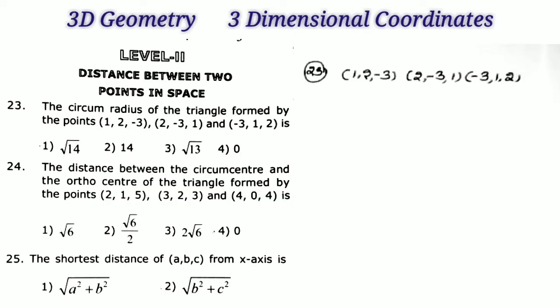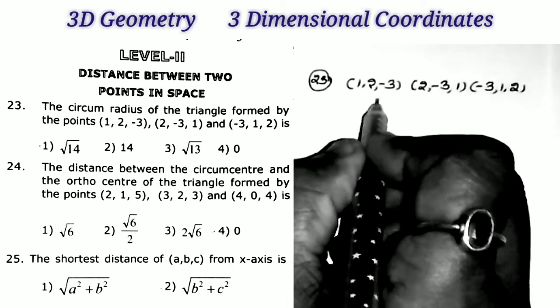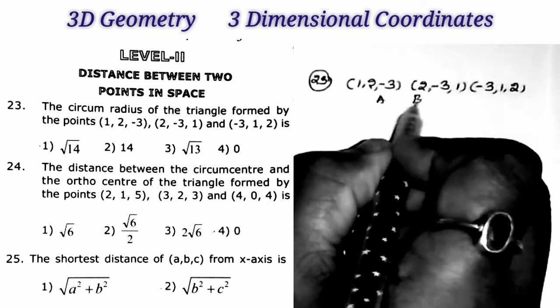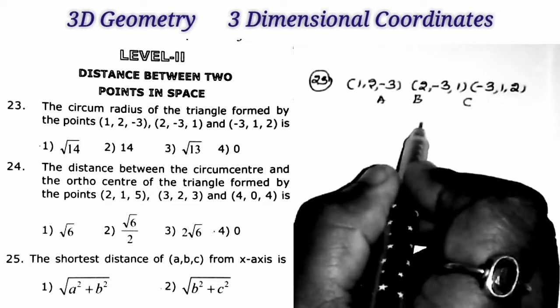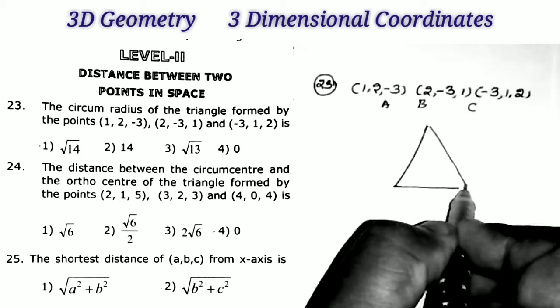So this is three-dimensional coordinates level 2, first question, sum number 23. The circumradius of the triangle formed by the points (1, 2, -3), (2, -3, 1) and (-3, 1, 2). So here 3 points are given, which are A, B, C. These are the vertices of triangle ABC. Now, what is the given question?